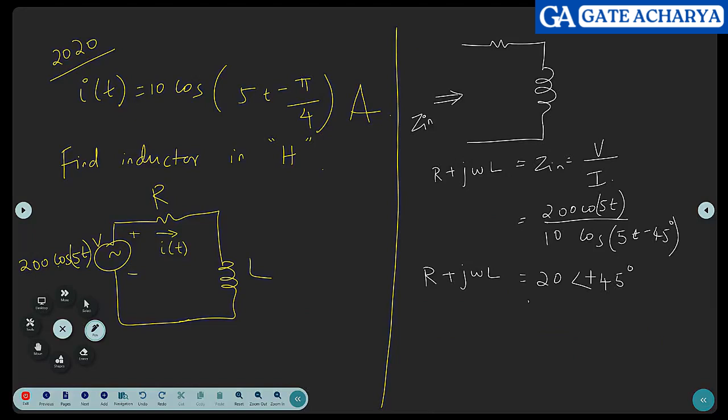How did I get the magnitude, sir? 200 by 10. How did you get the phase? In the numerator there is no phase. In the denominator it is minus 45. So when it comes to the top, it becomes plus 45. So understanding this is very, very important. How do you get a complex number from a simple sinusoidal signal? Magnitude and phase.